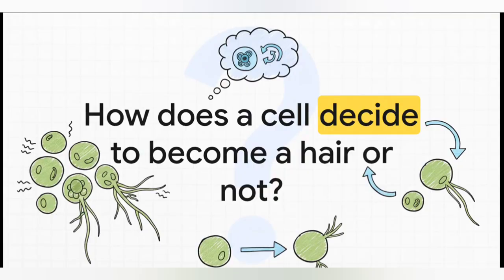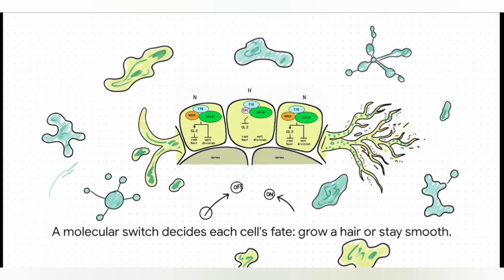So here's a cool question. If you look at the surface of a root, some cells grow these long, delicate root hairs to suck up more water and nutrients, but their immediate neighbors stay totally smooth. How does a cell make that choice? How does it decide, I'm going to be a hair? Or, nope, not me? Well, it all comes down to this amazing molecular switch.